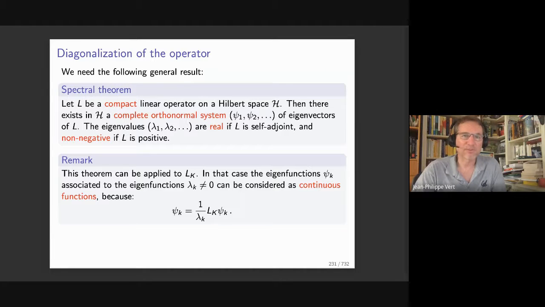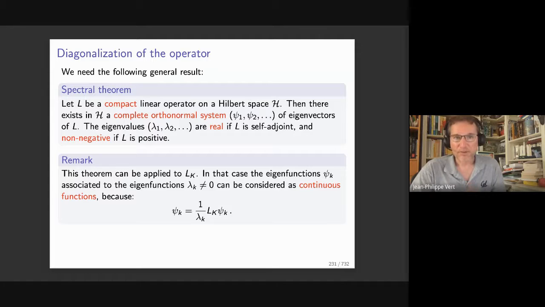But basically, the spectral theorem tells you that if you have a compact linear operator, then there is, in the Hilbert space on which it is defined, a complete orthonormal system of eigenvectors. Sometimes you call them eigenfunctions because vectors are finite dimensional and functions are the equivalent if the space is continuous. It's just like saying that a matrix can be diagonalized over the complex numbers. Then if the operator is self-adjoint, the eigenvalues are real. It's just like when you have a symmetric matrix, it has real eigenvalues. Here we have the same for compact operators. And in addition, if the operator is positive, then the eigenvalues are non-negative.